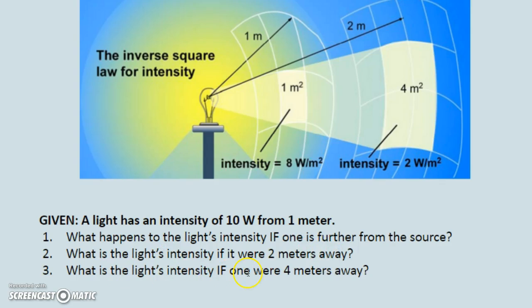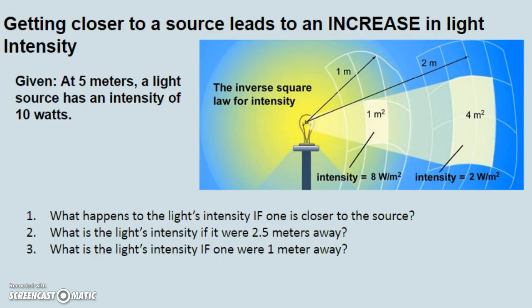So what is the light's intensity if one were 4 meters away? Well, 4 meters away from my reference of 1 is going to be 1/16. So 1/16 of 10 watts is going to be about 0.6 watts per meter squared. I would take my 10 watts at 1 meter and divide it by 16 if I'm 4 meters away, right? Inverse square. The distance of 4 meters, 4 times further, is going to be 1/16 of 10. So that's 0.6.